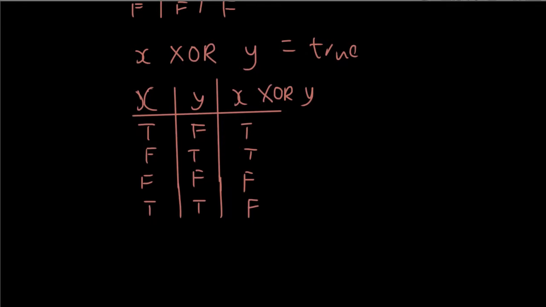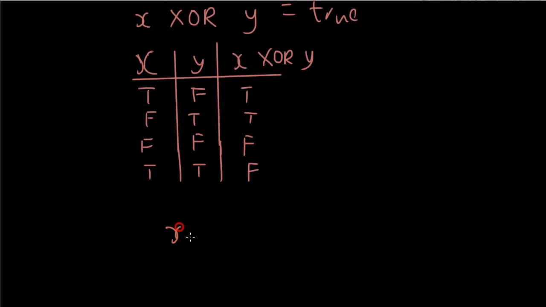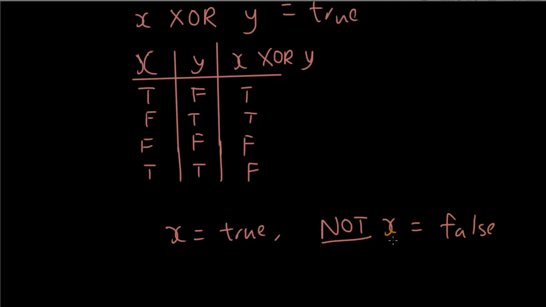Okay, so one more thing. If I say x is true, then not x will just be false, right? The not operator just reverses whatever is inside that variable. So if x was false, then not x will just be true.